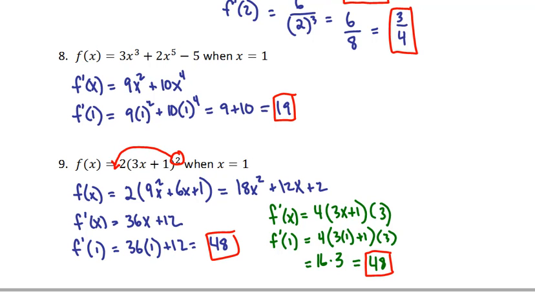So it might have been quicker to use the chain rule in this particular case, and you can use the chain rule wherever the chain rule applies, and either way I would have gotten the same answer. Let's go on to number 10.